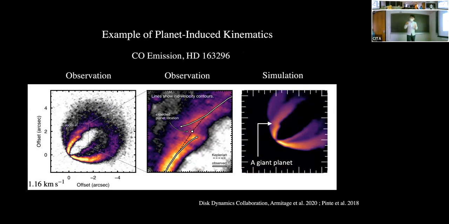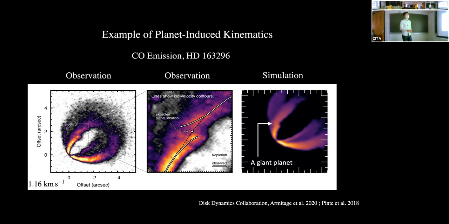So long story short, we can think of this as a map tracing the distribution of gas that is doing a line of sight motion at 1.2 kilometers per second. At this very location, the gas emission shows what they call a kink structure. The middle panel zooms in on this region, and here the black dashed line shows the expected contour of gas emission if the gas is doing Keplerian rotation, and the white curve shows the contour of the actual emission. Without going into any of the details, you can see the dashed curve is different from the white curve, right?